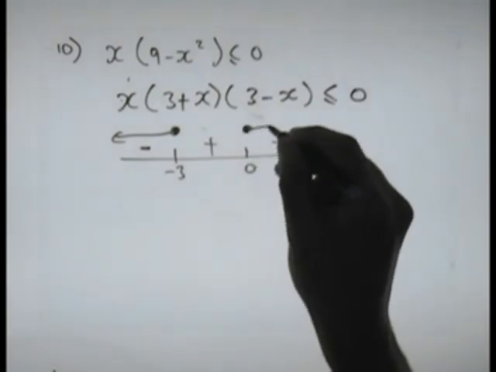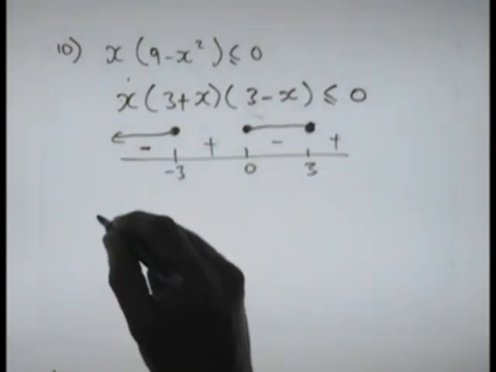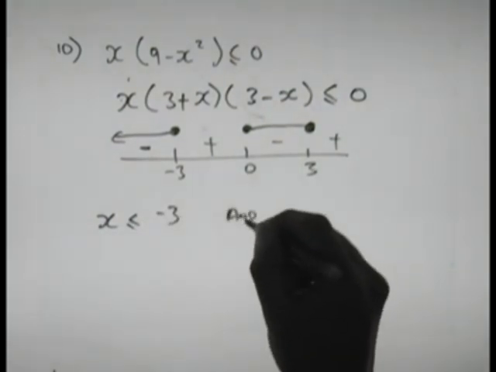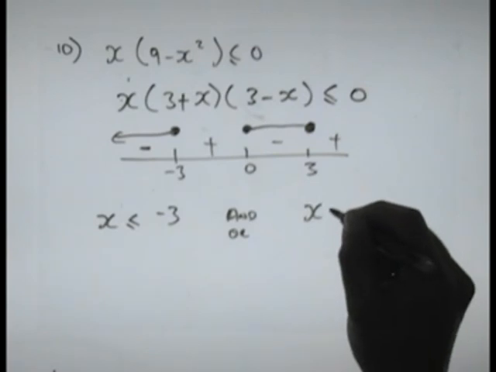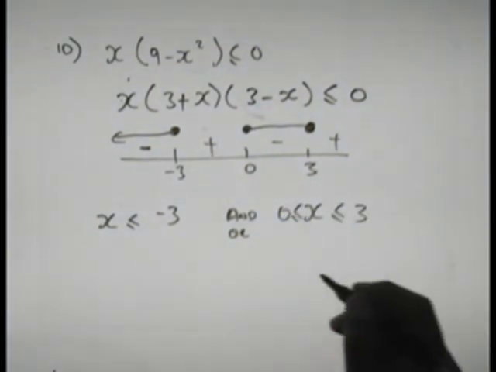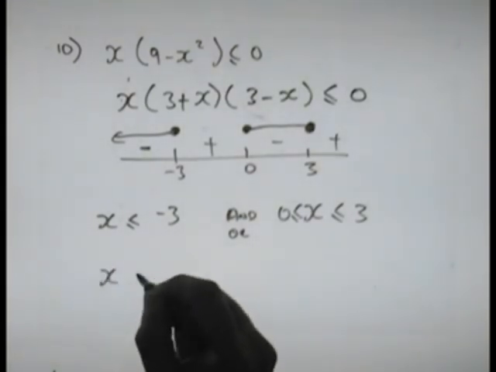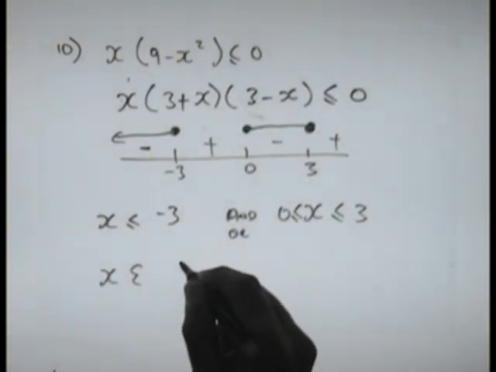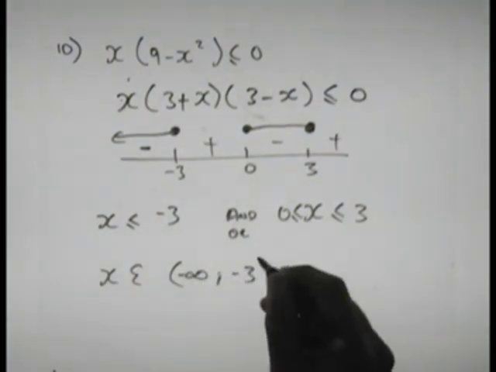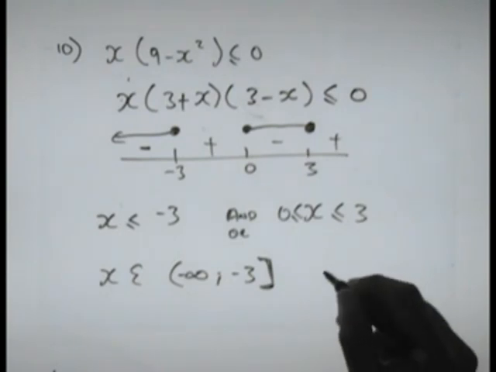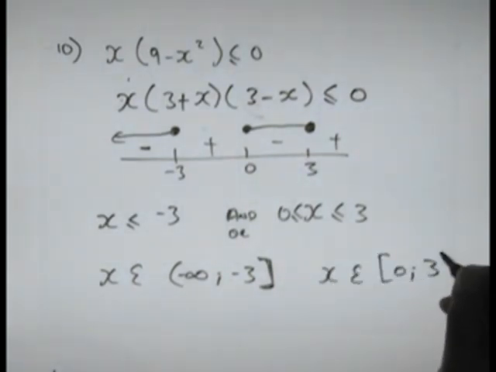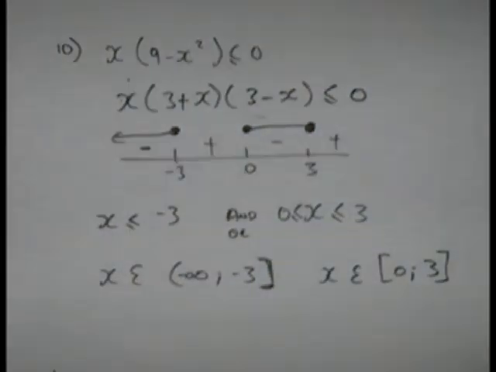It's a closed circle. That means that x is less than or equal to -3, and or x is greater than or equal to 0 but less than or equal to 3. We could also write this as x is an element of round bracket negative infinity all the way up to -3 square bracket, and x is an element of square bracket 0 all the way up to 3 square bracket.